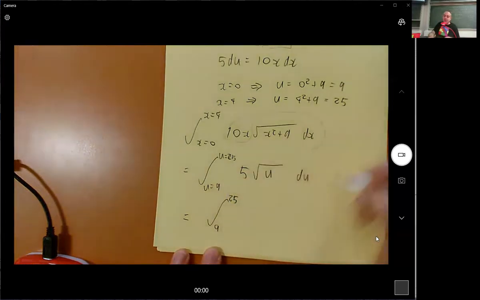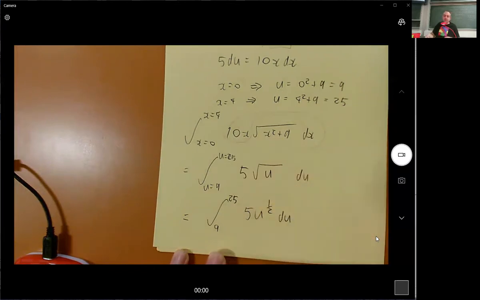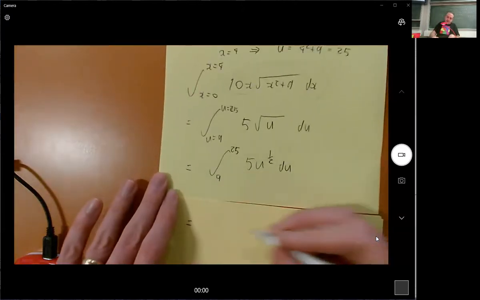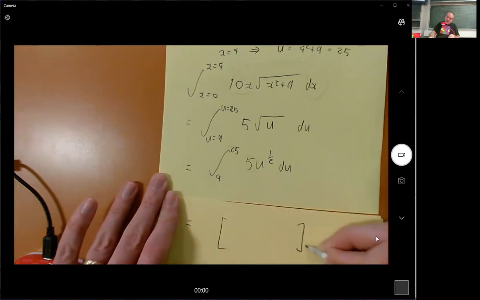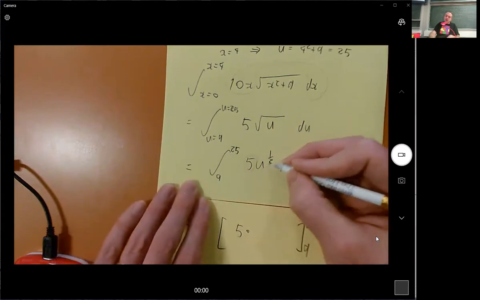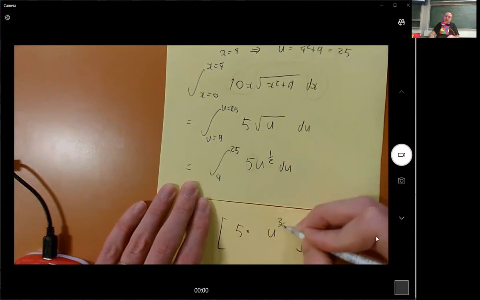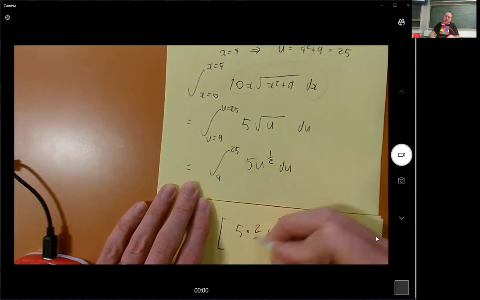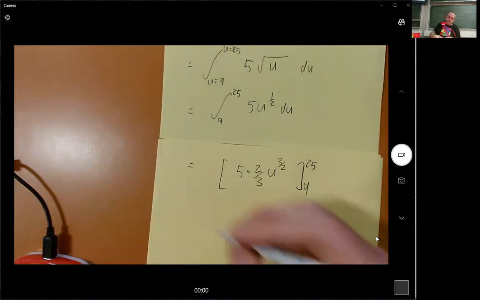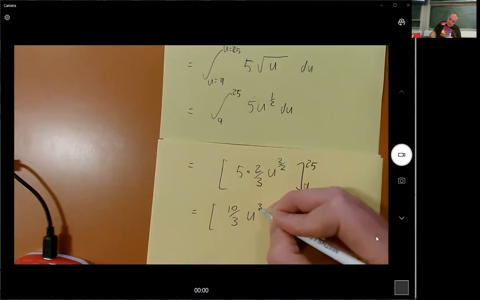So now that everything's in terms of u, I can get rid of that. And so this is u to the power of a half. And the integral of that, all right, so it's going to be from 9 to 25. The 5 is multiplied on, so it's still there. The u to the half will go up to u to the 1 1/2, so that's 3 over 2. And I'll divide by the 3 over 2, which is the same as multiplying by 2/3. So I've got 10/3 of u to the 3 over 2.